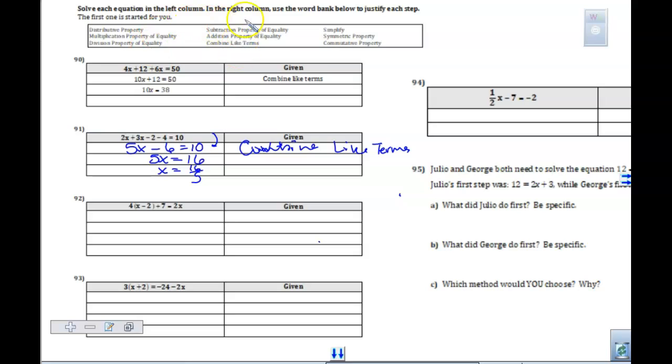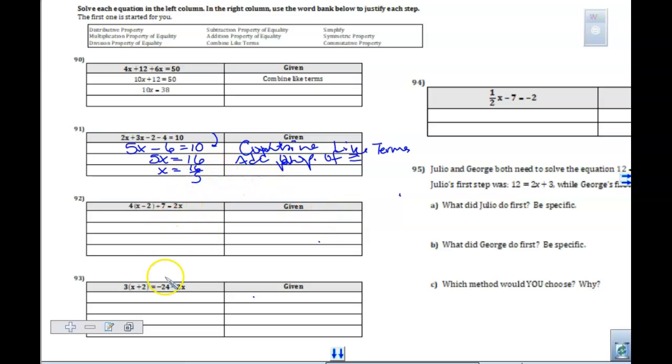Oh, so look at the properties up here. Which one do you think we're doing? Addition. Addition property of equality. I don't know why it's not letting me write on the board, and it's a little tougher on the stuff.